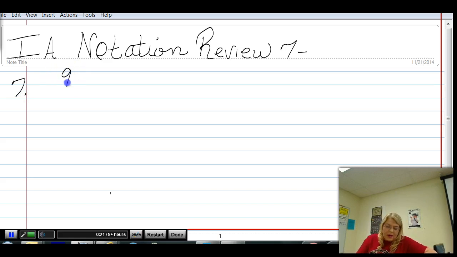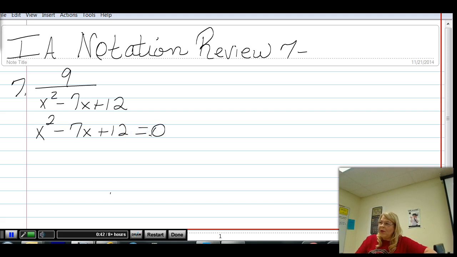So I am looking at 9 over x squared minus 7x plus 12. And what would make an expression undefined is when the denominator is equal to 0. So I'm going to take only the denominator, set it equal to 0, and factor and solve.